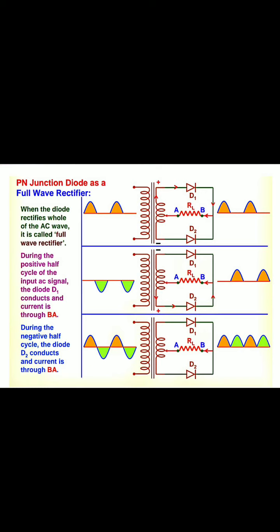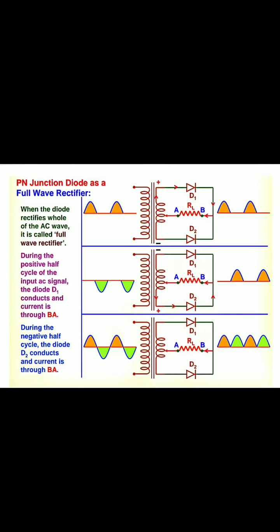So if we combine these two upper diagrams, we get the third diagram. You see that for the upper half we get it from D1, then for the green one we get it from D2, but in a unidirection. That's why all are in the same direction. The input is AC, the output is DC. This is bidirectional, this is unidirectional. Okay, I hope it is clear now.